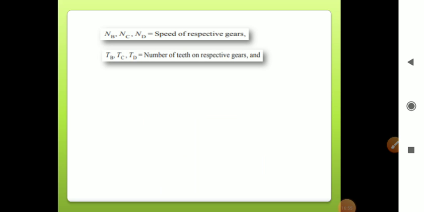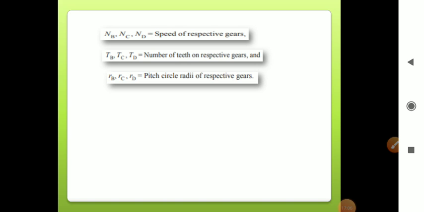Again TB, TC and TD: TB is equal to the number of teeth on gear B, TC is equal to the number of teeth on gear C, and TD is equal to the number of teeth on gear D. RB, RC and RD are the pitch circle radii of the respective gears. That means RB is the pitch circle radius of gear B, RC is that of gear C, and RD is that of gear D.